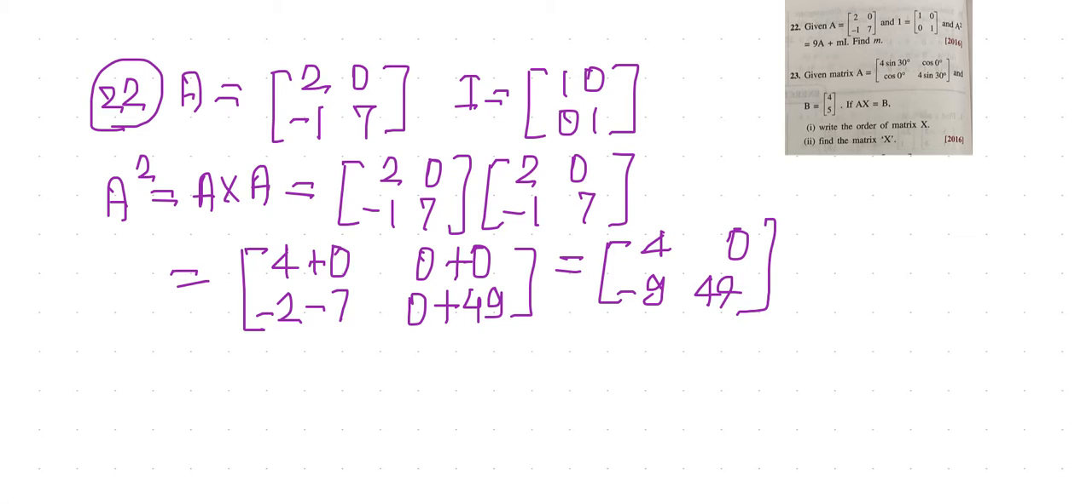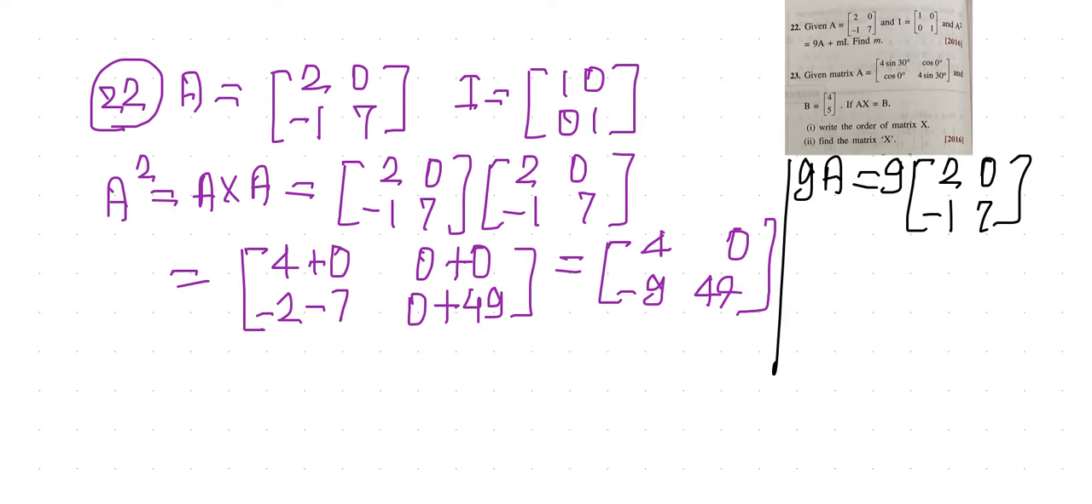Okay. So these are the values that I am getting. And now we'll be moving to the next thing that we want, which is 9 times A. So since I have space here, I'll be writing here, children, 9 times A will be equal to how much? 9 times 2, minus 1, 0 and 7. So how much will this be equal to, children? 18, 0, minus 9 and 63.